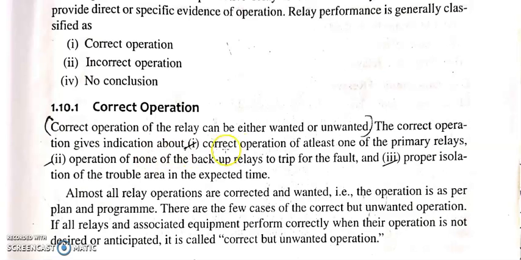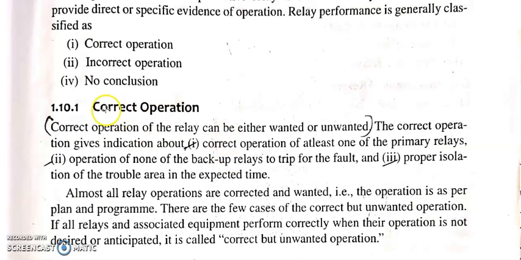So the correct operation gives information about which relays should operate, that is the first one. Second one is that none of the backup relays should operate so as to trip the faulty part. Third one is proper isolation of the faulty area in expected time. So let us glance at it once again. First, what all relays should operate, that is, primary relays should operate first. Second, what are all the backup relays that should not operate so as to trip the faulty part. Third is proper isolation of the faulty area in expected time.